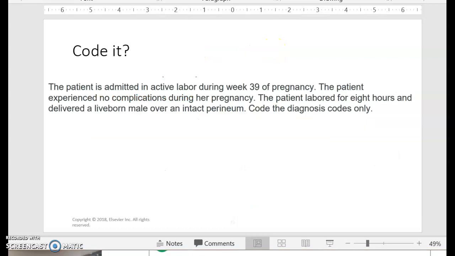Let's review a question and understand how to apply these codes. So the patient is admitted in active labor during her 39 weeks of pregnancy. The patient experienced no complications during her pregnancy. Patient labored for 8 hours, delivered a live-born male over an intact perineum. Code the diagnosis only. So go ahead, pause, and see if you can try on your own as to how to find this code and come back to find the answer.